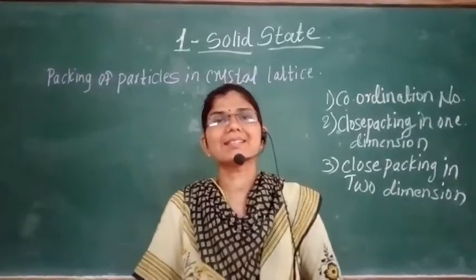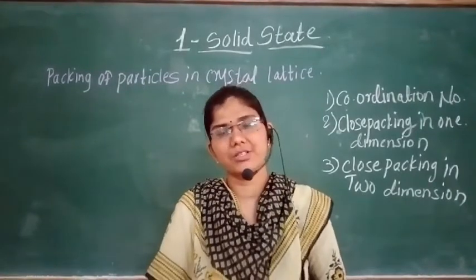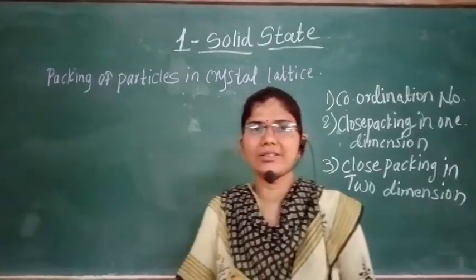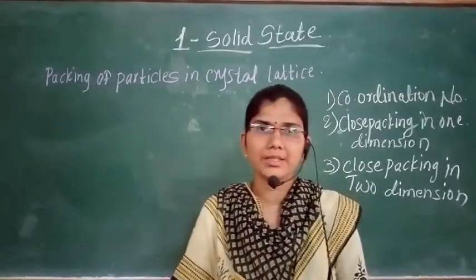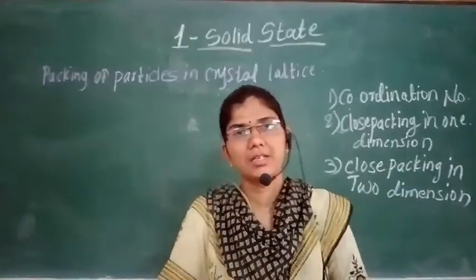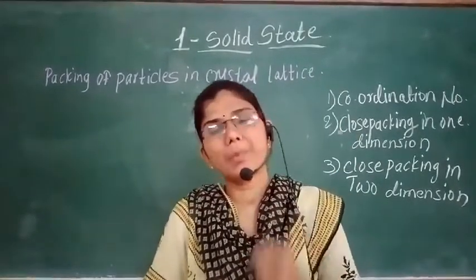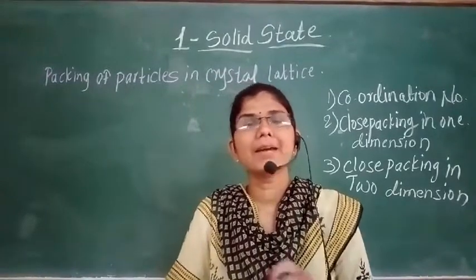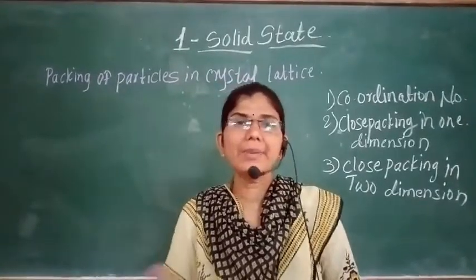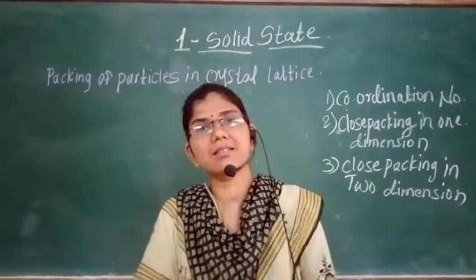In crystalline solids, the particles are very closely packed in the crystal structure. When the crystal structure is formed, the base is followed by the lattice. Lattice means the three-dimensional arrangement of points in space. The base is followed by the lattice, and it forms the crystalline solid or crystal structure.